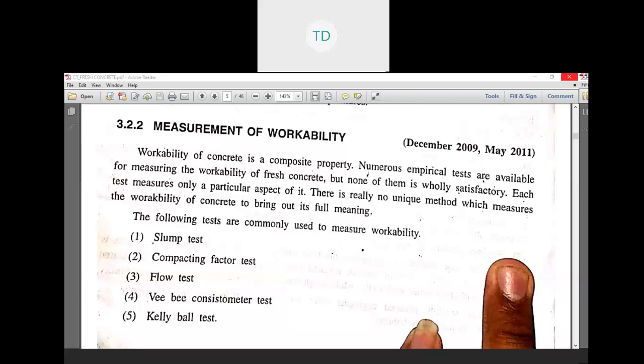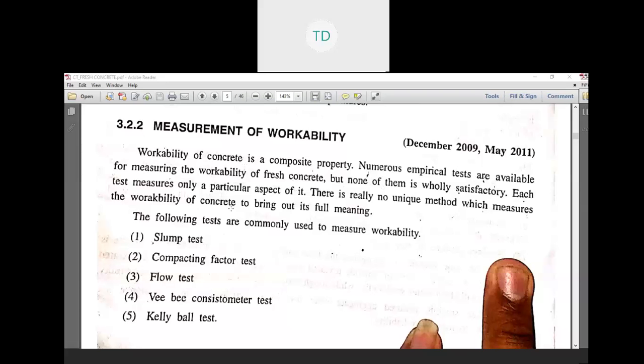Workability of concrete is a composite property. Numerous empirical tests are available for measuring the workability of fresh concrete, but none of them is fully satisfactory. Each measures only a particular aspect of it. There is really no unique method which measures the workability of concrete to bring out its full meaning.